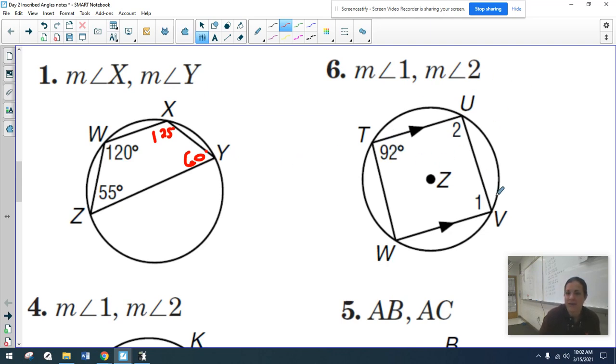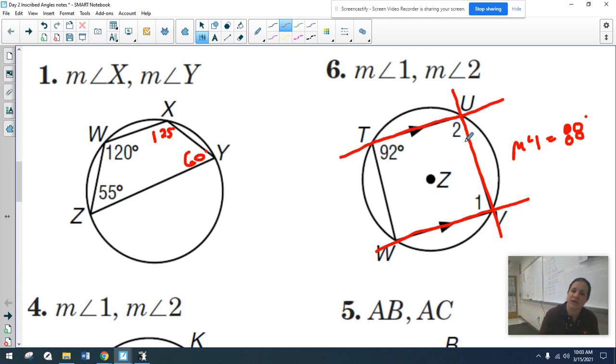Over here, same idea. This opposite, the measure of angle 1, is going to be 88, because 180 minus 92 is going to give you 88 degrees. Then I'm missing the other two. So when you're missing the other two, notice you have parallel lines, so you have parallel lines and a transversal. All that stuff just keeps coming back.